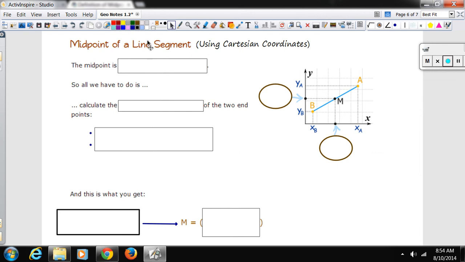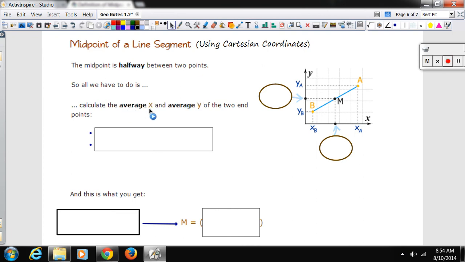So, the midpoint of a line segment. The midpoint is halfway between the 2 points. So all we have to do is calculate the average of x and the average of y between 2 points. Now, we're using Cartesian points here, so I want to show you how to find the midpoint on a graph. You take the 2 y values, this point you went up here, and this point you went up here. Add the 2 y values together and divide by 2. That's going to give you how far to go up.